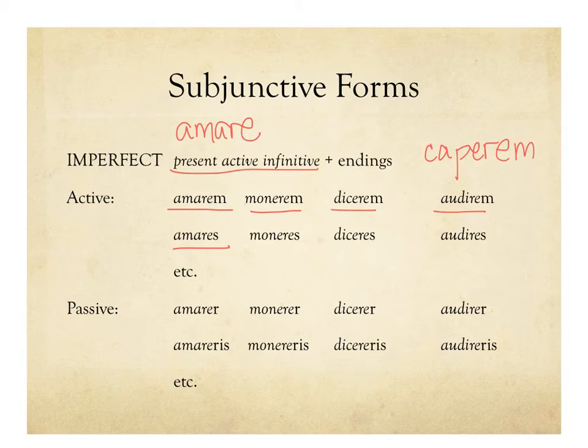And just as we did for the present subjunctive passive, we're going to do the same thing in the passive. We're just going to take that same infinitive and add passive endings this time. So it is completely easy, completely regular. Amarer, amareris, we just add it on to our infinitive. And that's how you form the imperfect subjunctive. So the present and the imperfect subjunctive are really easy to form, where all we're doing is adding all those endings we know. For the present, we change a vowel. For the imperfect, we use the infinitive.